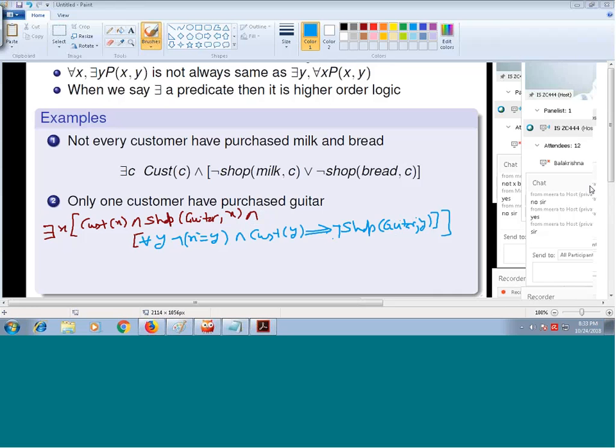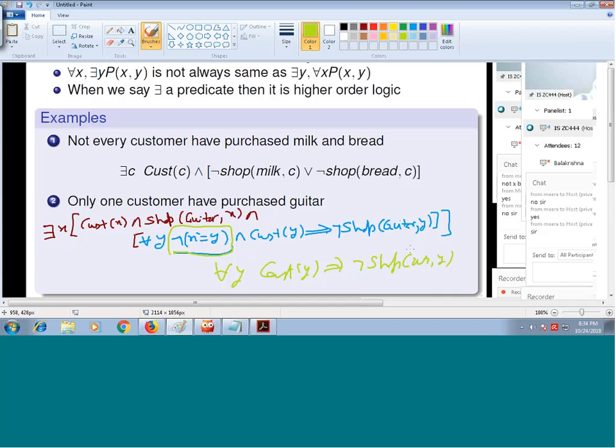Blue part once more please. I am telling this thing. What is this thing? If I don't write this part, what is going to happen? Okay, let's assume that I remove this part. If I remove this part, what is going to happen? For every Y who is a customer, I say that he has not shopped for the guitar.